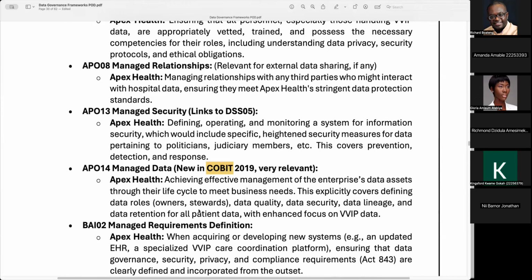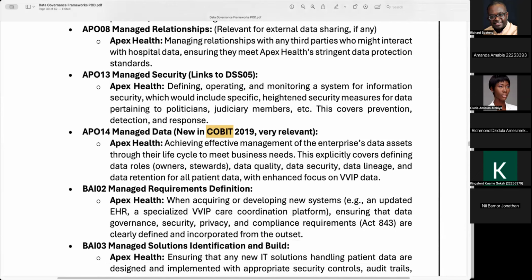This includes defining data roles, owners, stewards, ensuring processes for data quality, security classification, tracking data lineage, and managing data retention and disposal are in place for all data, but with an enhanced focus and rigor applied to VVIP data, given its criticality. What about bringing in new systems or changing existing ones?